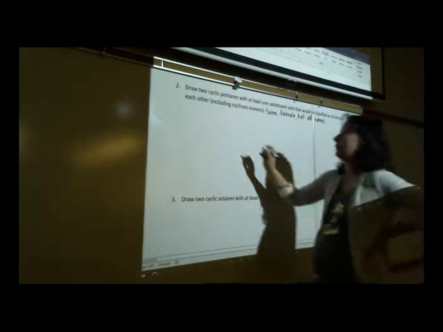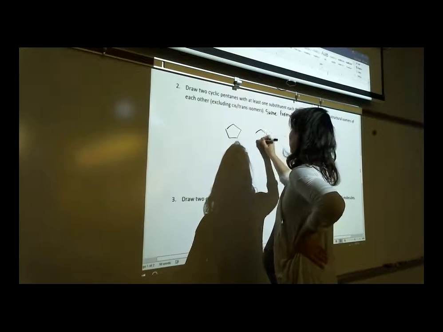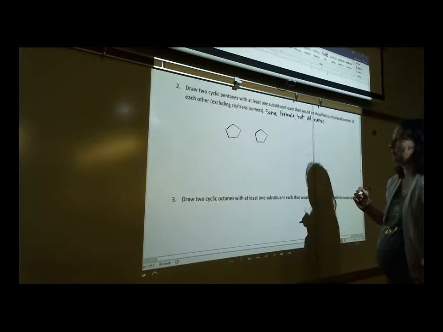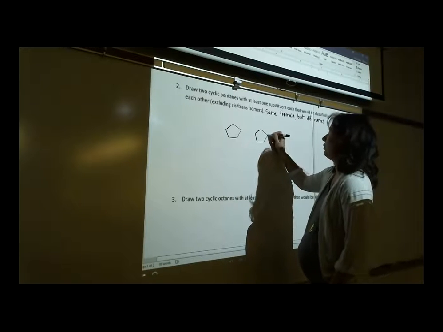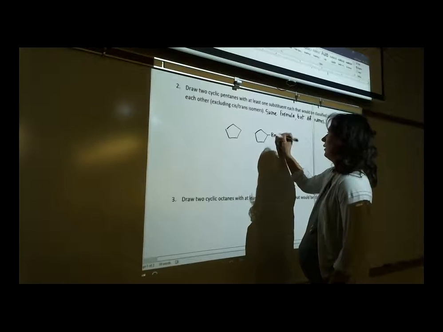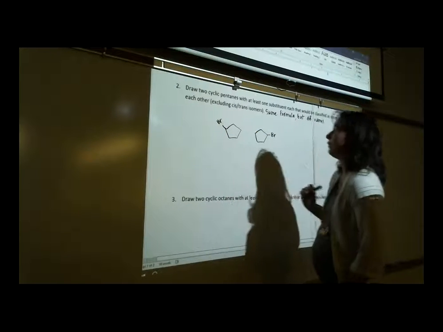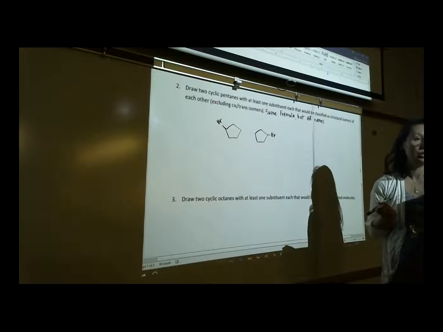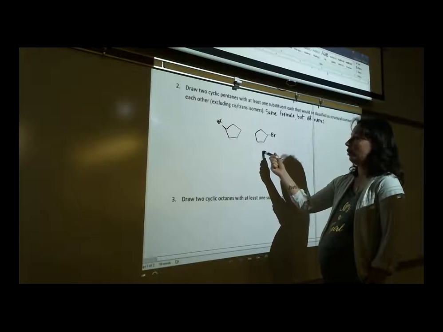So pentane, cyclic, with at least one substituent, so we can make this as difficult or as easy as we want. If you drew, let's say, this, is that enough to distinguish them as structural isomers? No, you need a second substituent, right? Because right now they're both called what?